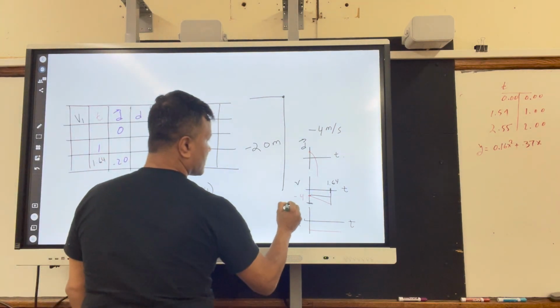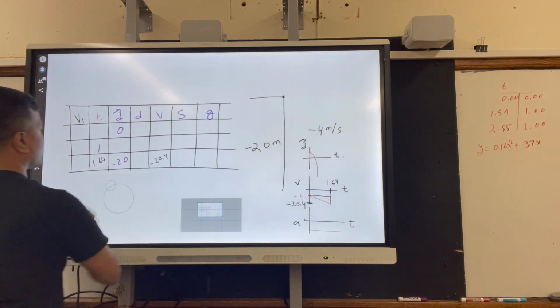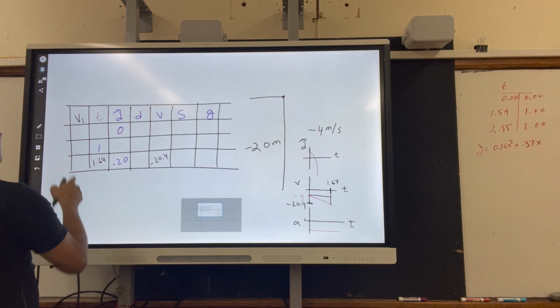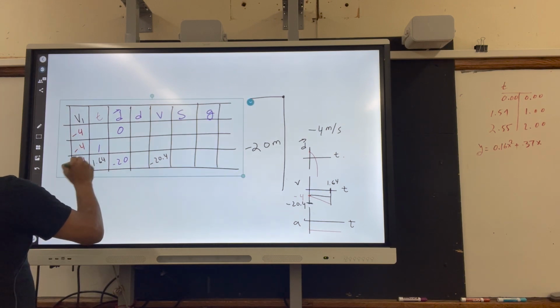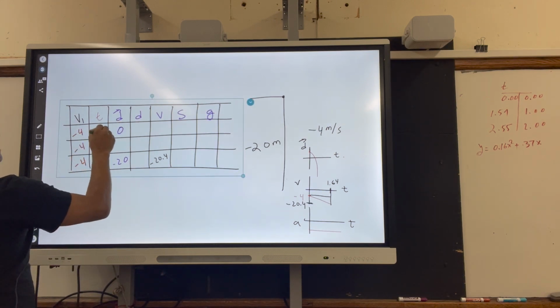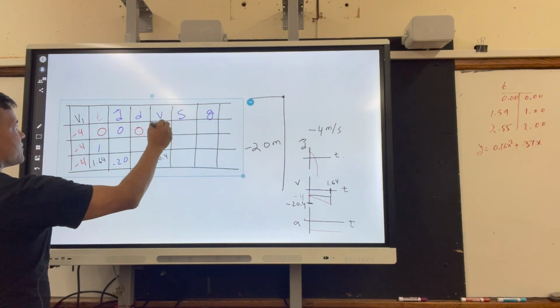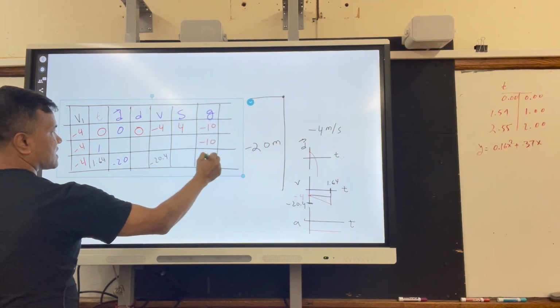-20.4. Okay, so it seems like we know everything now. When the displacement is 0, velocity initially is -4. Time is 0 when the displacement is 0. Distance is 0. Velocity is -4. Speed is 4. This is -10. This is -10. This is -10.